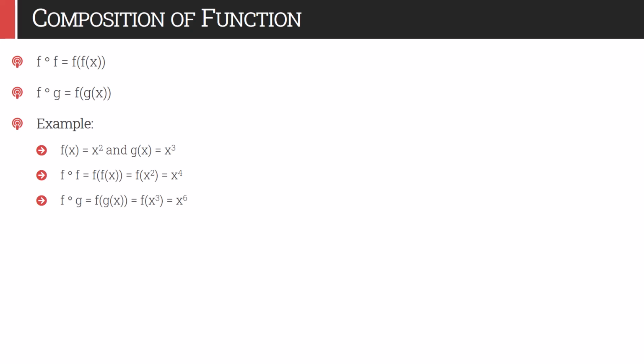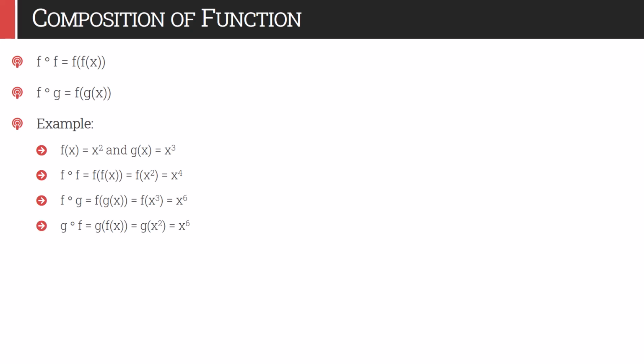Similarly, f composition g is defined as f of g of x. So g of x is x cube. So we have f of x cube. And the definition of function f says that we have to square whatever input we have. So square of x cube would be x power 6. So instead of applying function g first, then applying function f on that, we can directly do x power 6. There is no need to apply two functions, only one computation is enough.